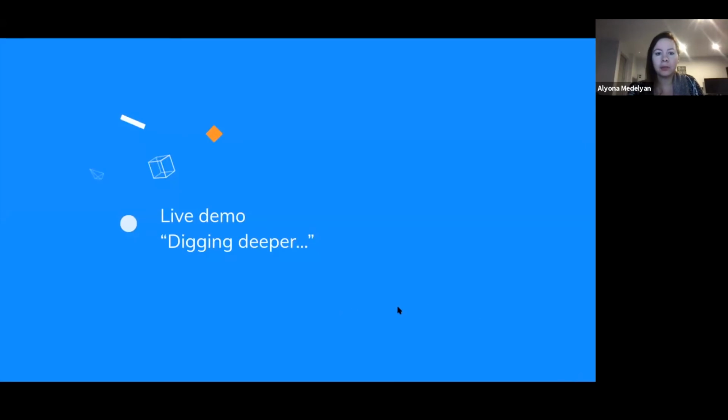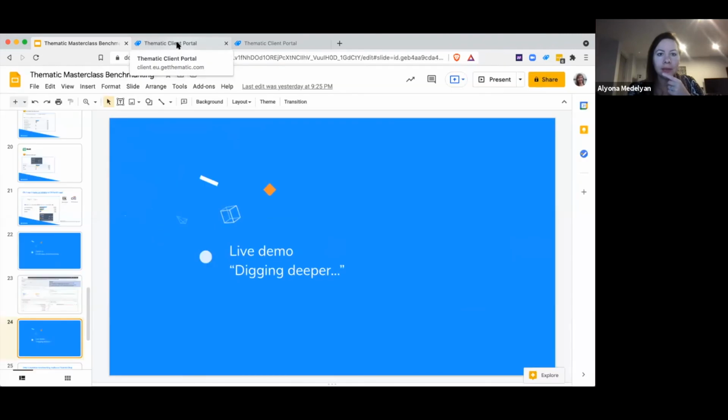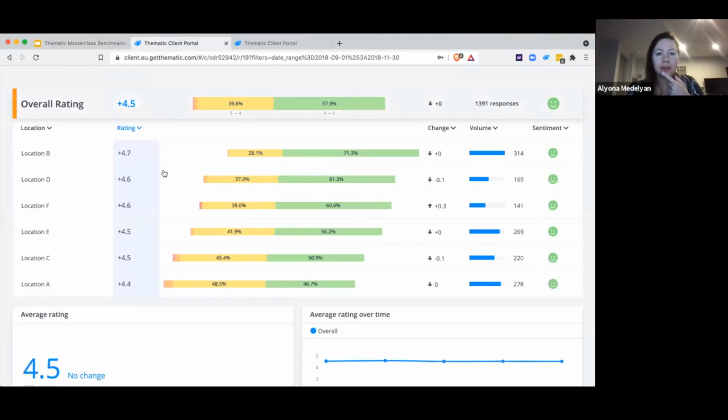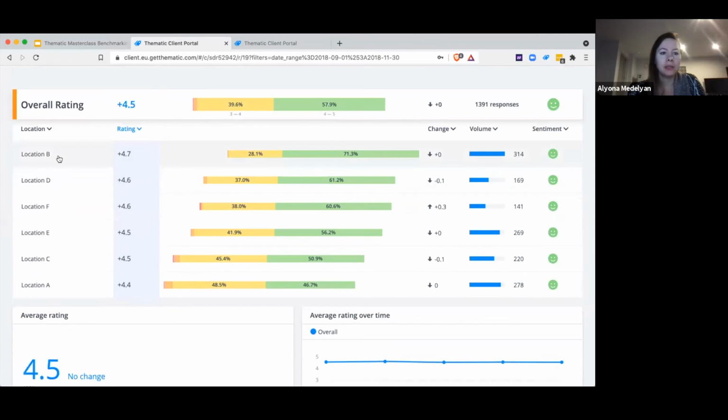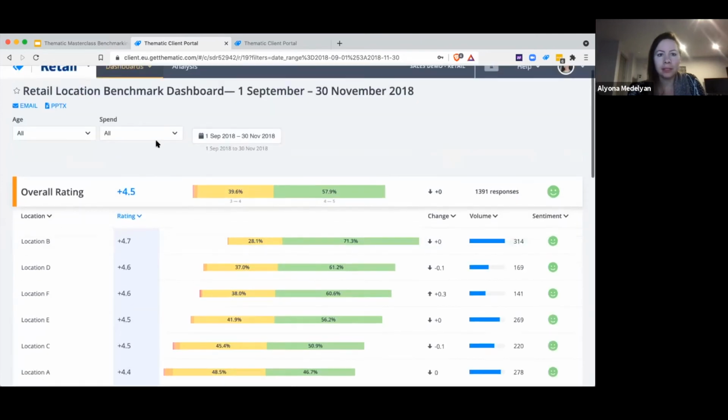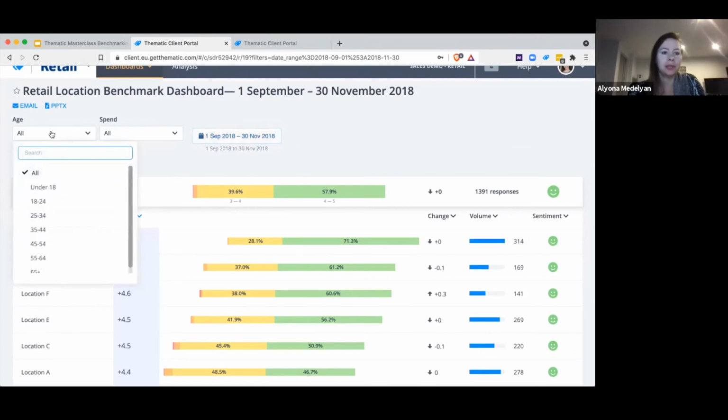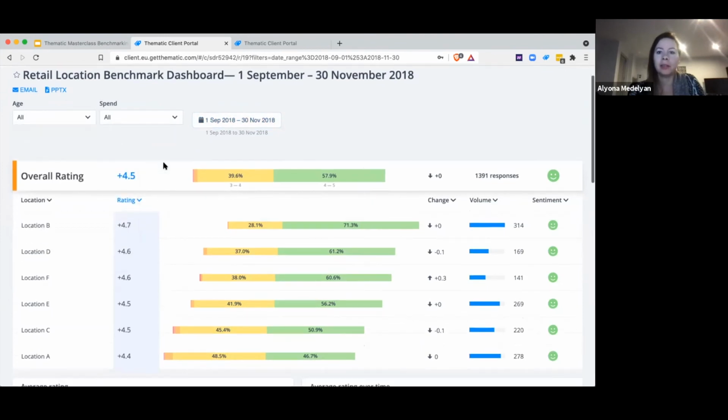So I'll switch into a live demo now. So here we are in Thematic, and here we have a generic retail company. And this is a different way of looking at a benchmarking dashboard. We've seen a small preview of it in previous slides. So we have different locations here. You can see them listed, ranked here, and the time period you can select here on the dashboard, and you can select other attributes like age of people who shop at these retail locations.